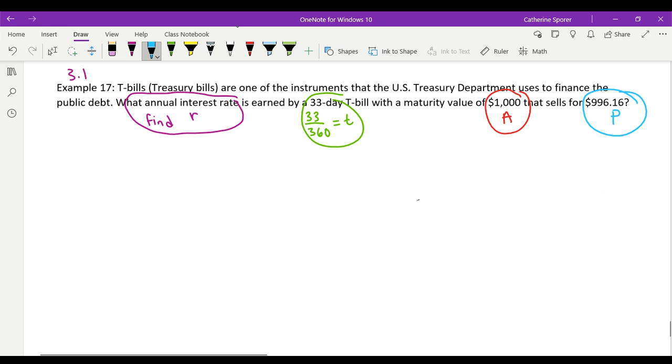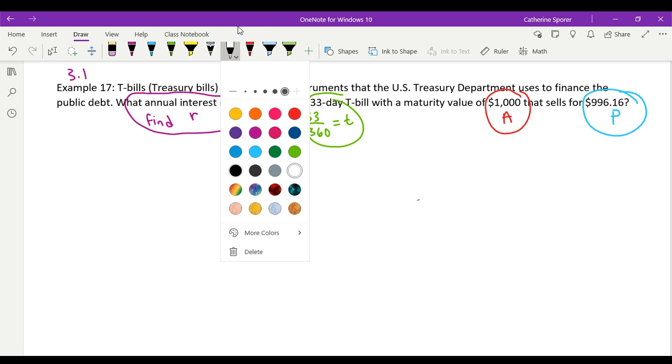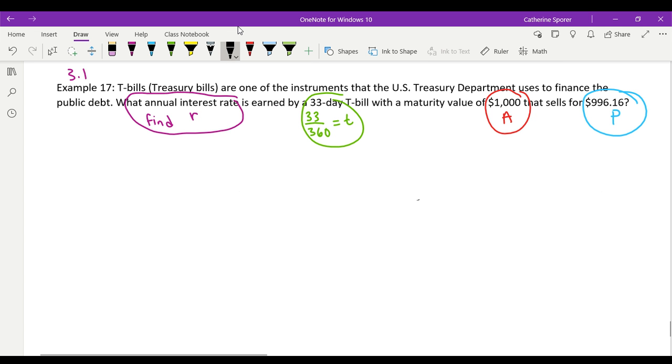Okay, there are a couple different ways to do this. I think that the simplest way to do it is to think about the interest equation only. So the interest equation is P times R times T. But in that equation, the I is the amount of interest as a dollar value. So we'd first need to find the amount of interest.